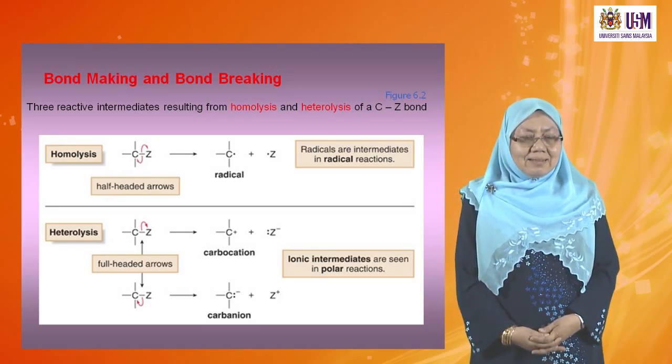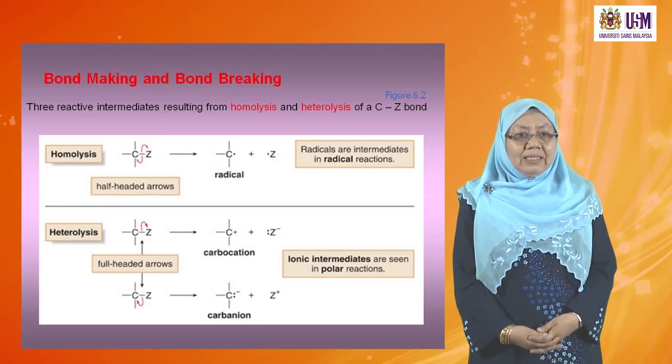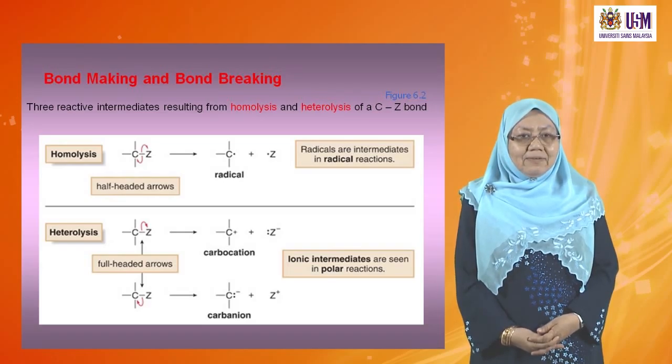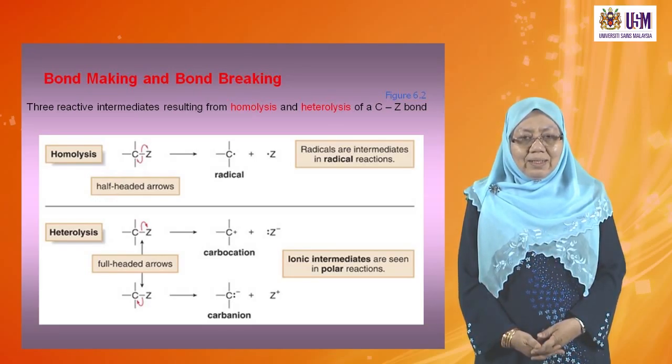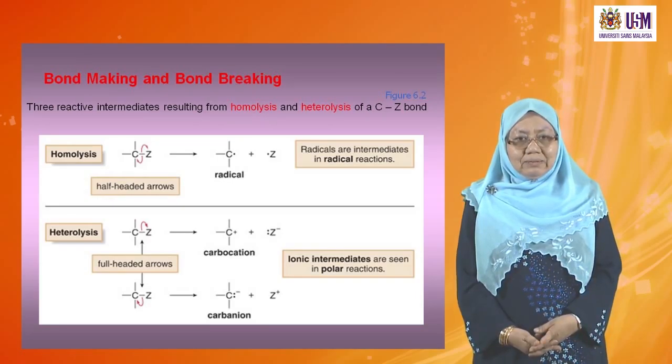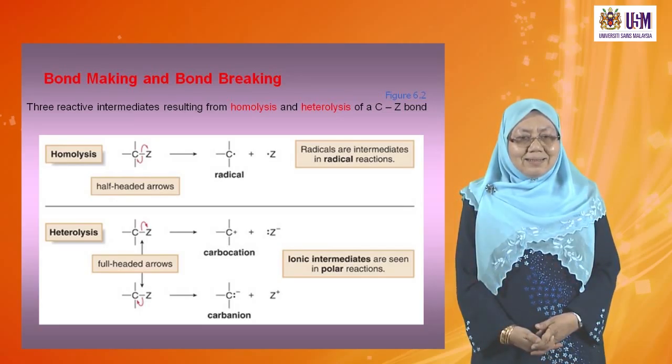In heterolysis, we use full-headed arrows. So if the electrons are traveling to Z, the arrow will point towards Z. But if the electrons are traveling to carbon, it will point towards carbon. In the first example, when the electrons are going to Z, we will get a carbocation and the Z anion. And in the second example, where the carbon has the electrons, we will get a carbanion plus the Z cation. So these are actually the ionic intermediates that are seen in polar reactions.